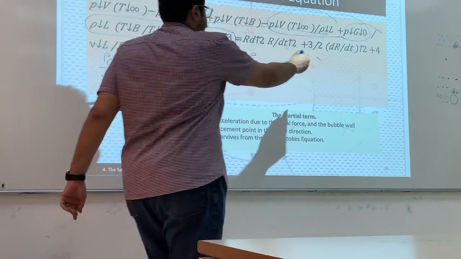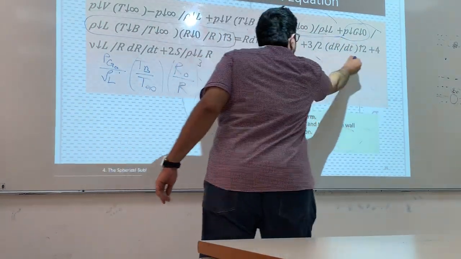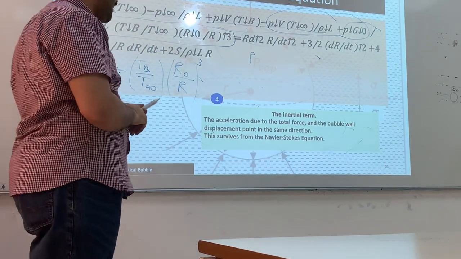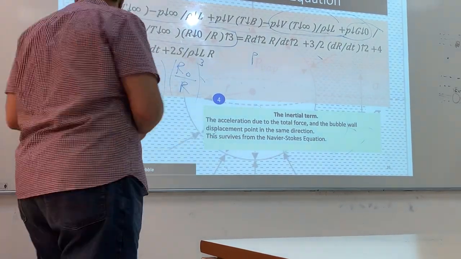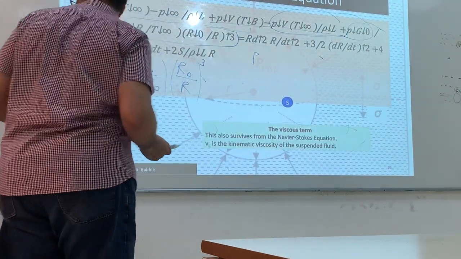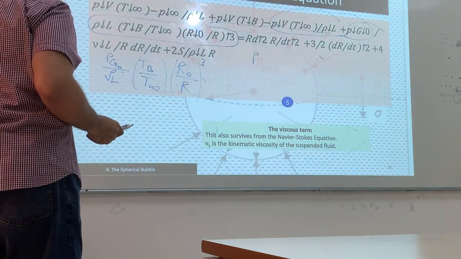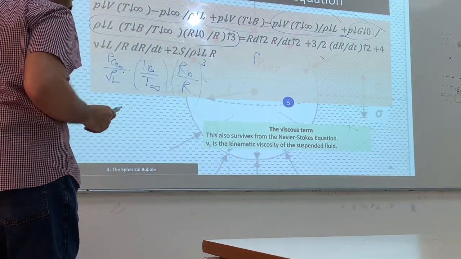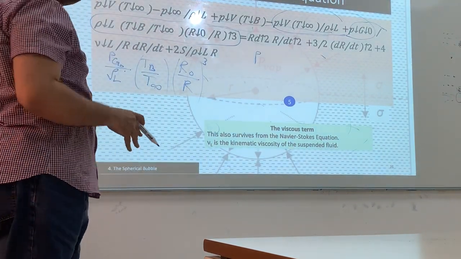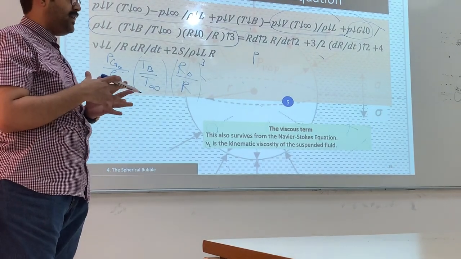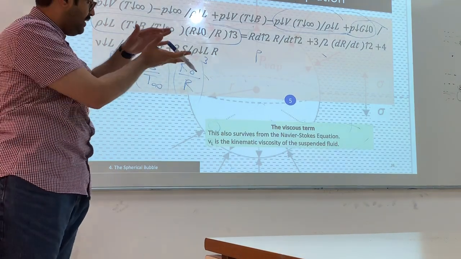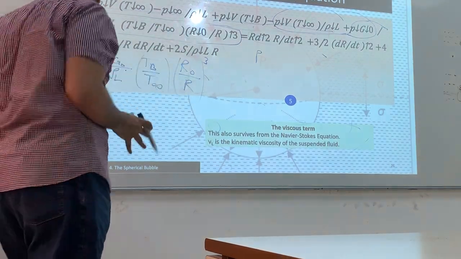The inertial term, the acceleration due to the total force and the bubble wall displacement point in the same direction. This survives from the Navier-Stokes, and also this one survives from the Navier-Stokes, the viscous term, which we explained in the Navier-Stokes equation. The idea here is the kinematic viscosity of the suspended fluid. So viscosity is like the friction in liquids. So liquids are flowing in bulk and they're interacting with everything else, so there's a lot of friction here.